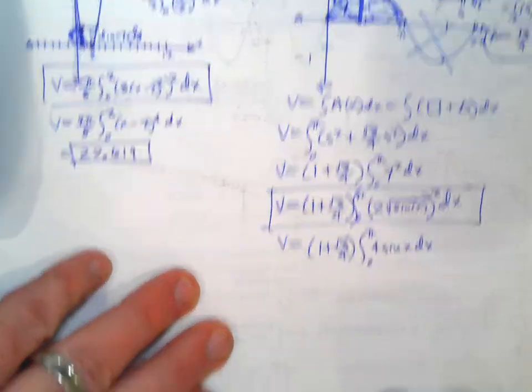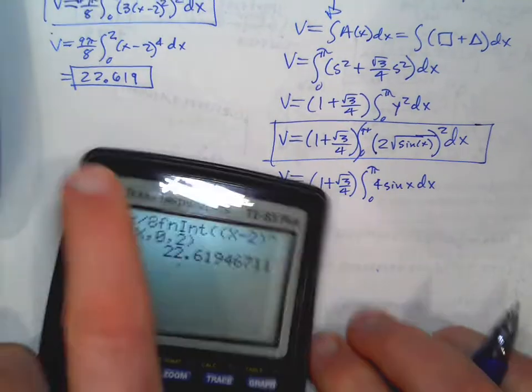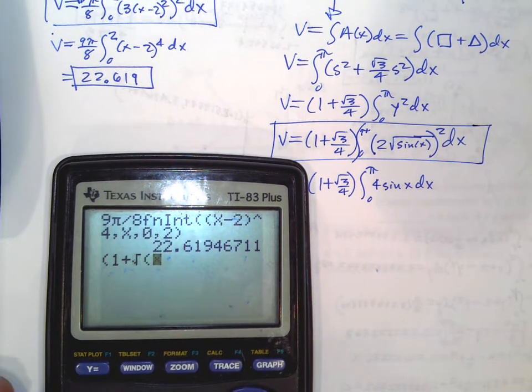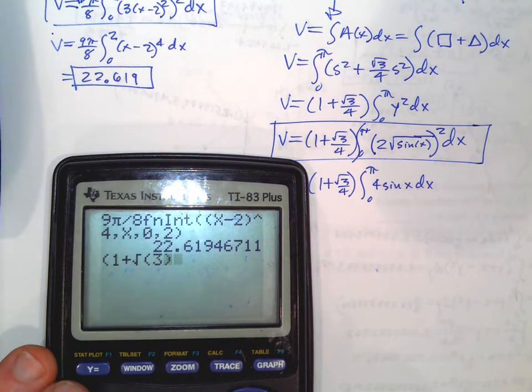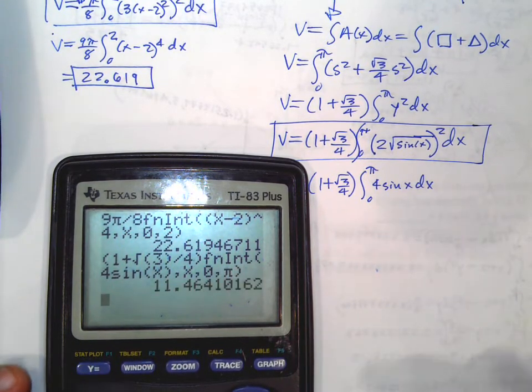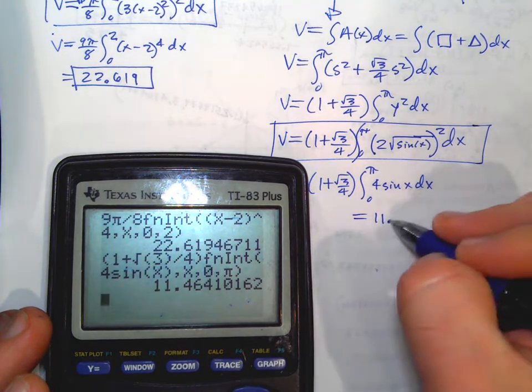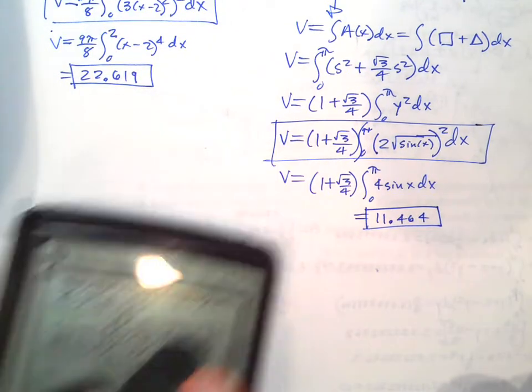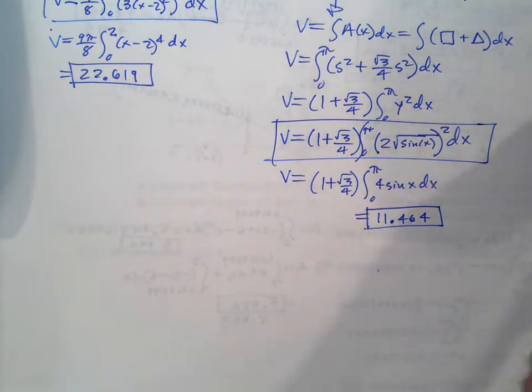This is a very reasonable problem to do by hand, but let's just use our calculator. So 1 plus square root of 3 over 4, close, math 9, 4 sine x, comma 0, comma pi, 11.464. Rounded or truncated to the third decimal place actually comes out the same for both ways. So there we go.